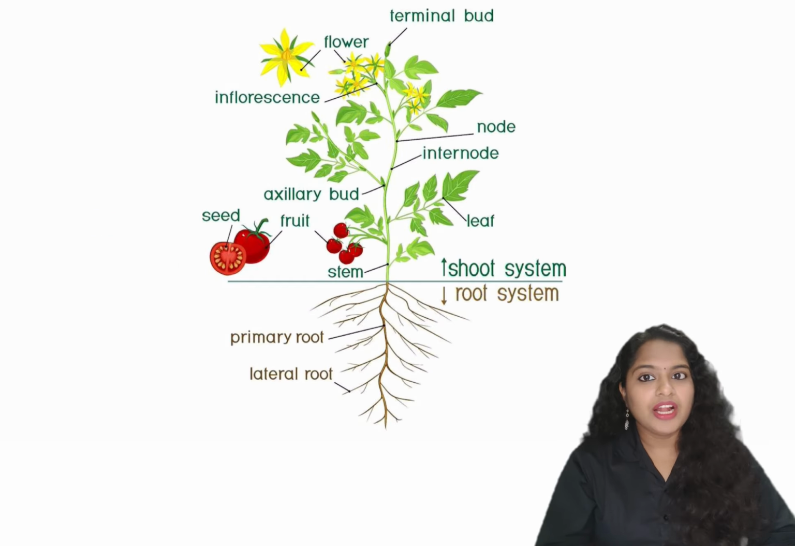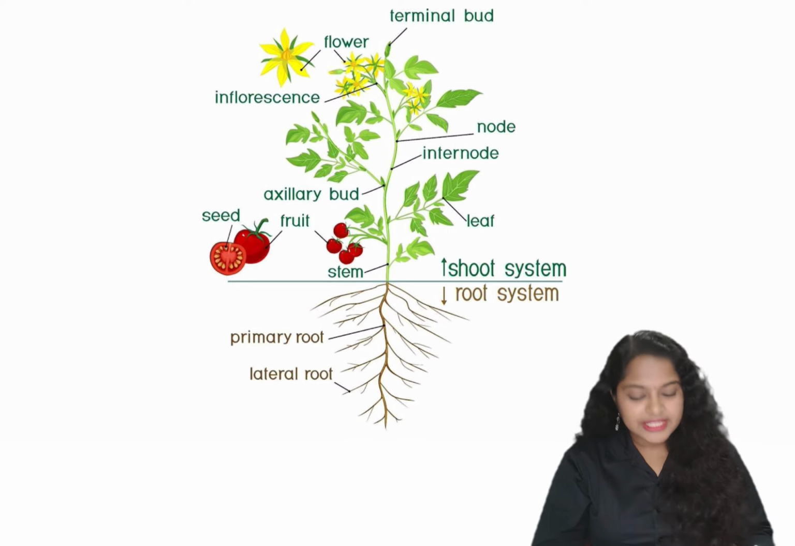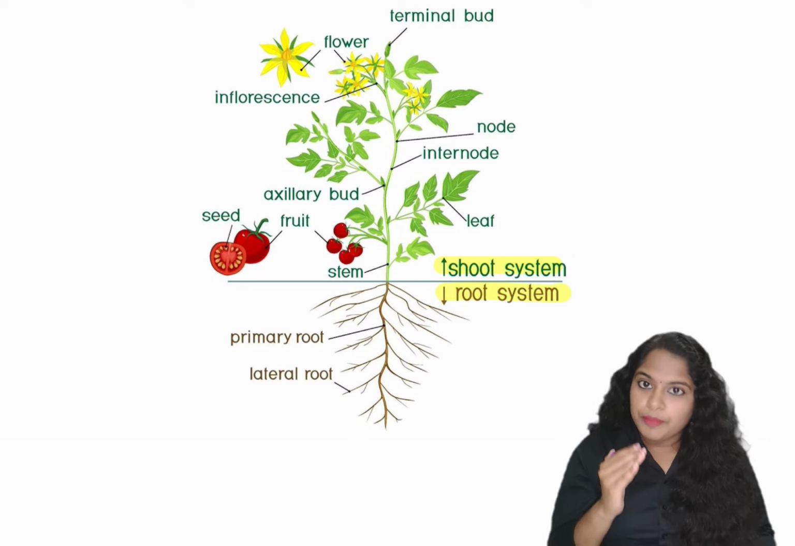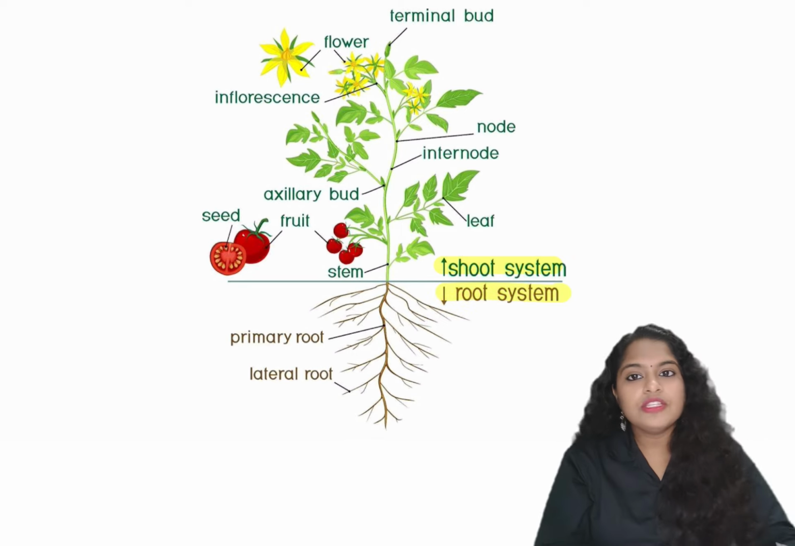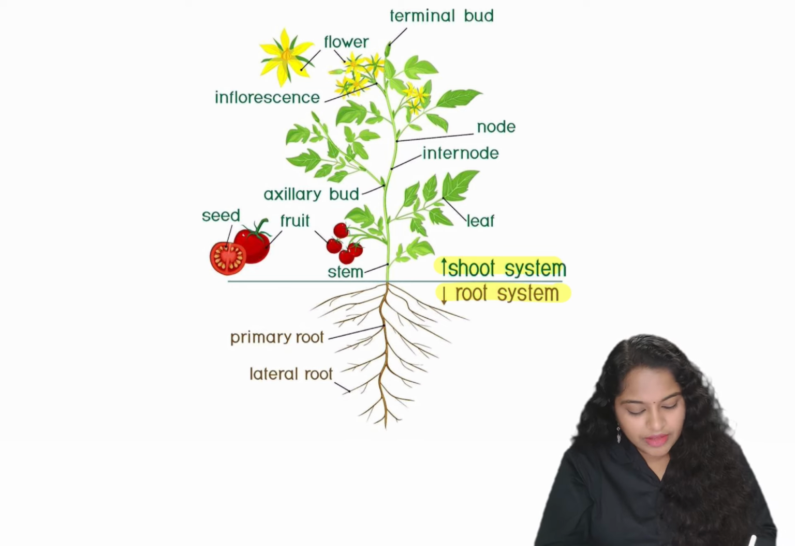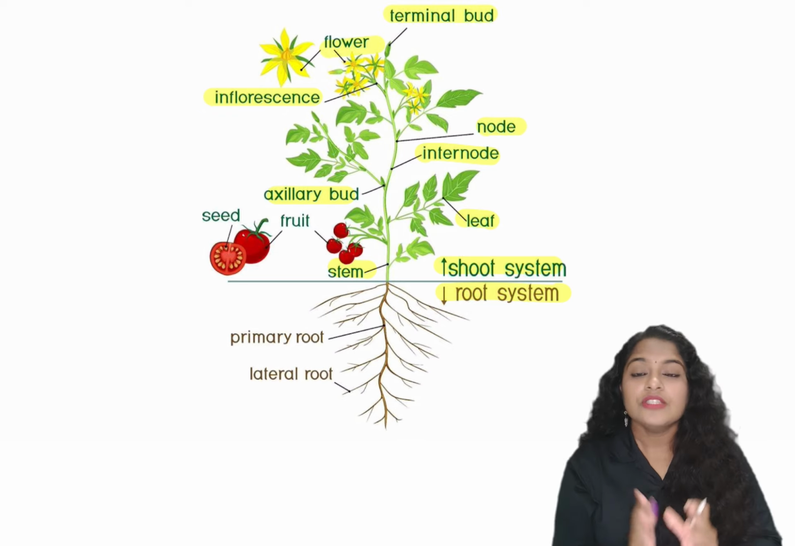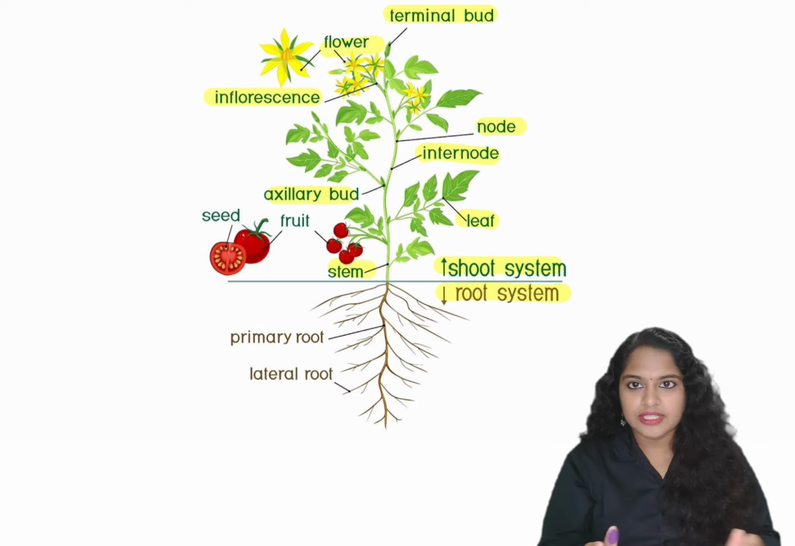Now we can see parts of a plant. In this diagram you can see that it has a shoot system which is found above the soil, and a root system which is found below the soil. So above the soil, what all are present? A stem is present, fruits are present, leaves are present, nodes are present, internodes are present, axillary buds are present, inflorescence is present which contains flowers, terminal buds are there, then nodes are there. So these are the parts which are present in the shoot system.